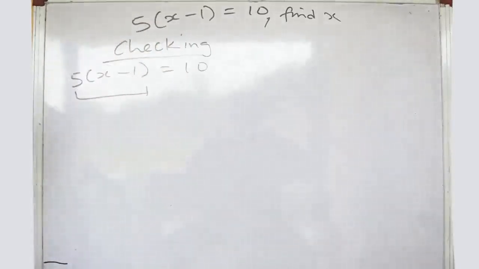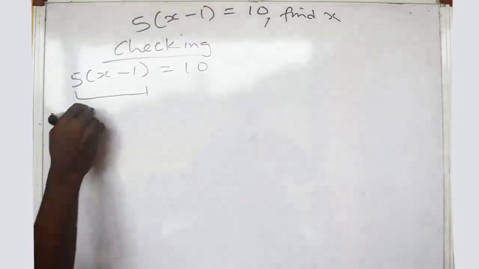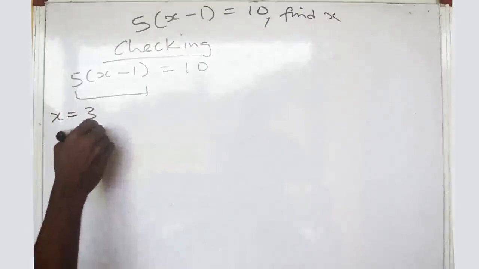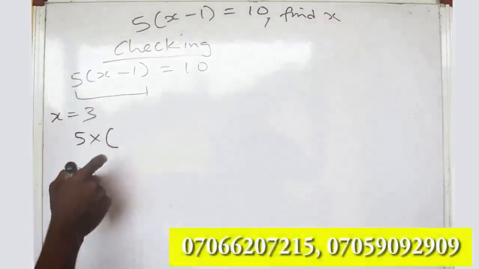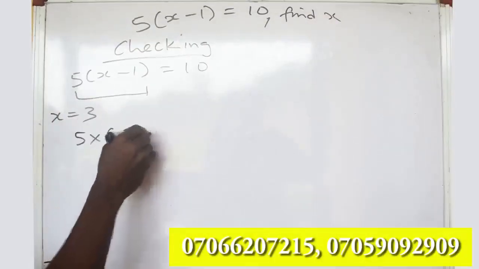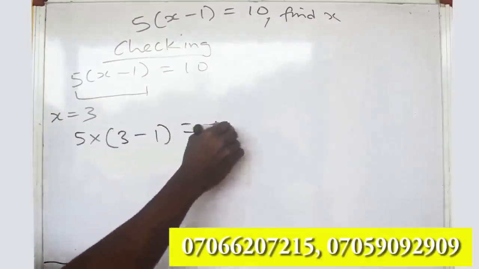The value of x, which is 3, on the left hand side, we check whether it will give us the same as this 10 on the right hand side. So you have to record that our x is 3. So it becomes 5 times, bracket means multiplication, anywhere we see x, we put 3: 5(3 - 1) = 10.